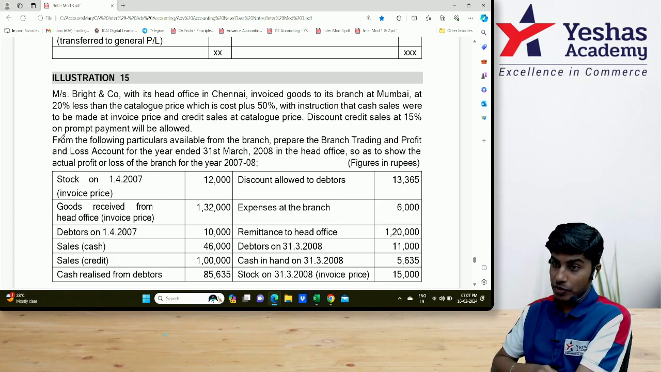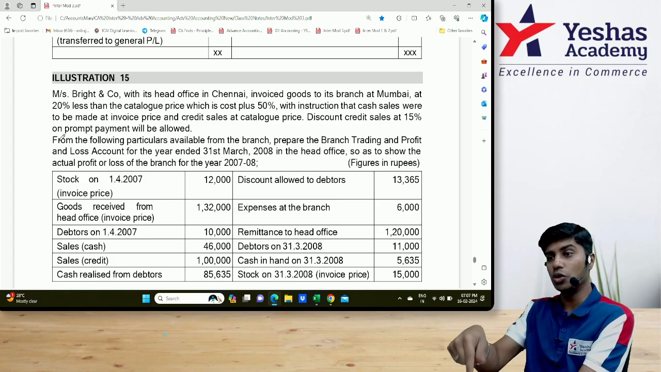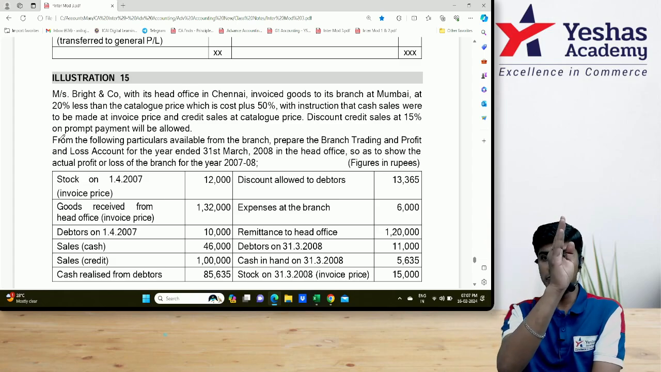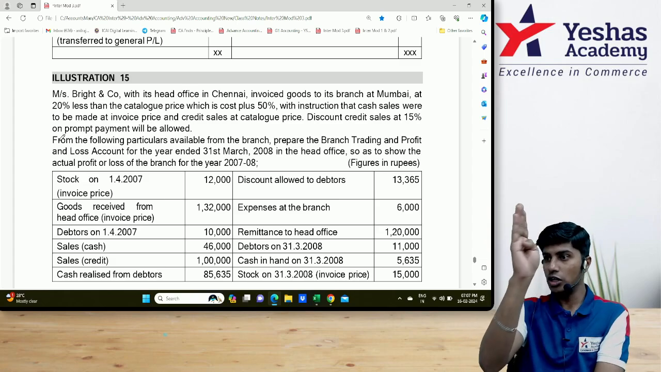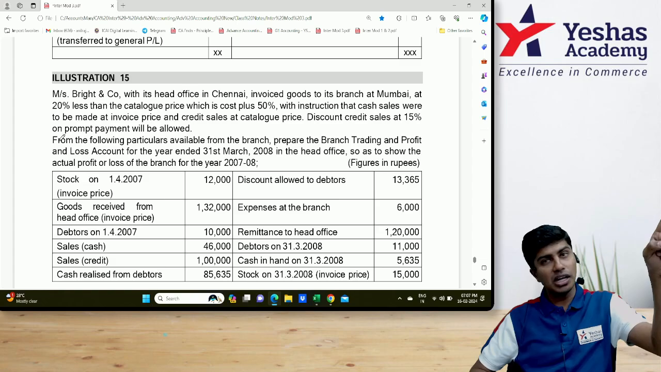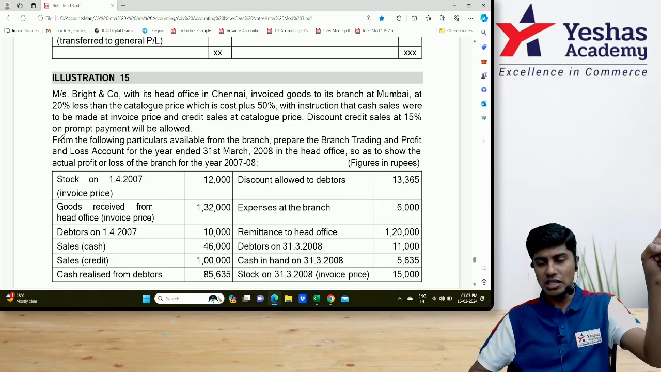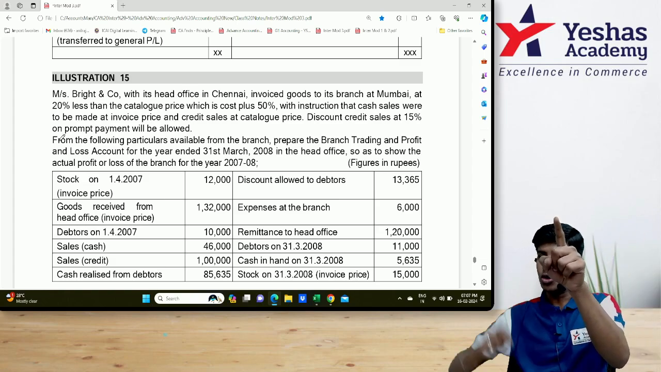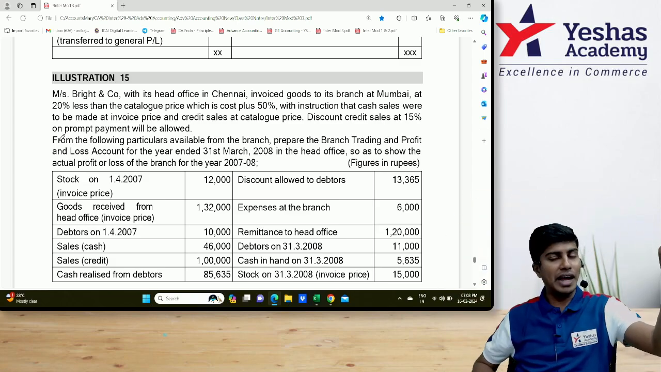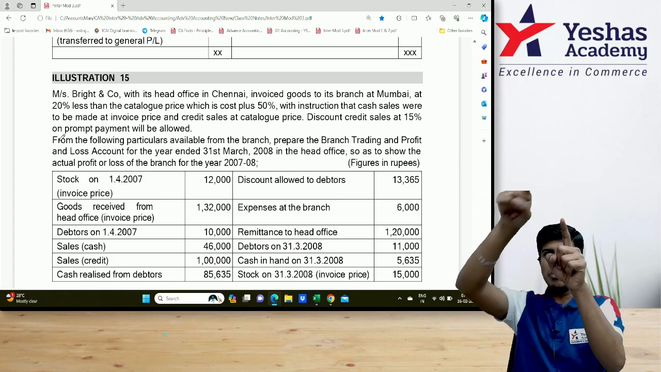Goods are sent at invoice price. Invoice price is 20% less than catalog price, which is 50% more than cost price. So there are three prices: cost price, invoice price, catalog price. From catalog price, if you deduct 20%, you will get invoice price. To the cost price, if I add 50%, I'll get catalog price.